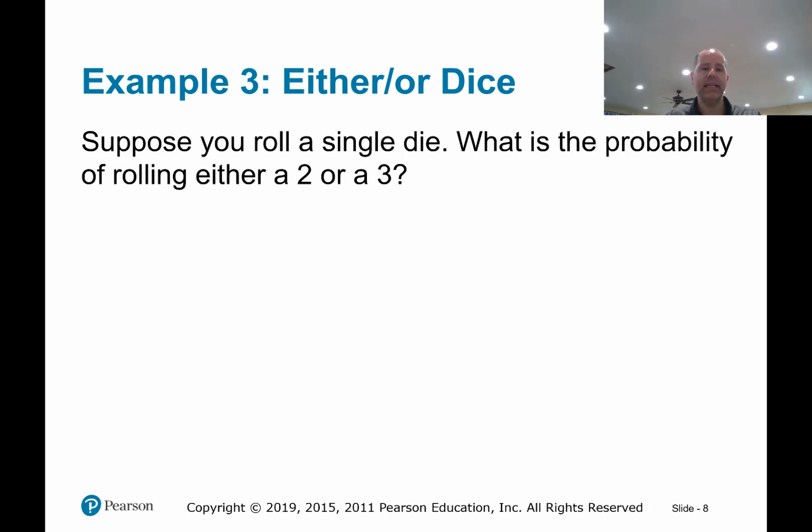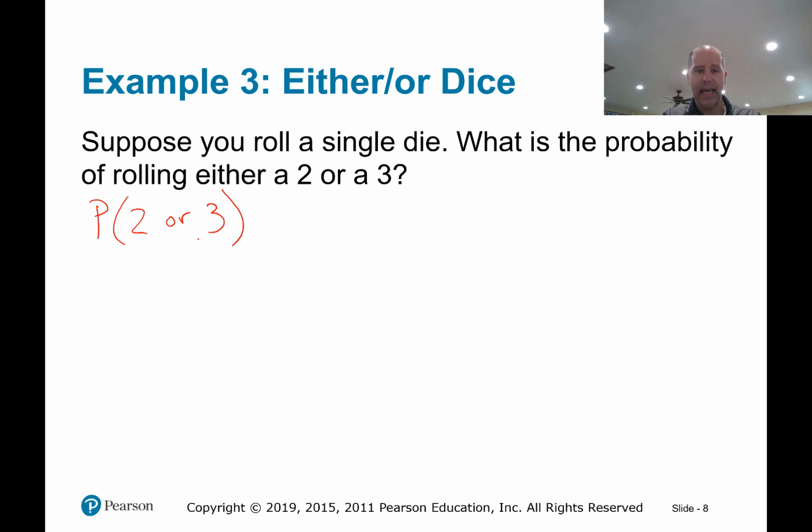All right, here's an either or question. So we have a single roll of a die. What is the probability of rolling either a 2 or a 3? Now, immediately you should see the fact that we have an or statement. So whenever you see an or statement, you should immediately think, are these mutually exclusive? That's the question you want to ask yourself. Are they mutually exclusive? Can they happen at the same time?